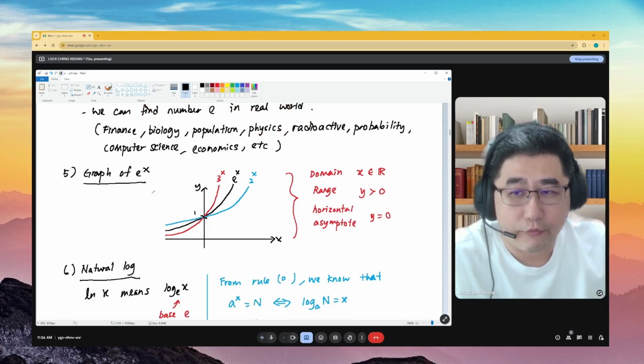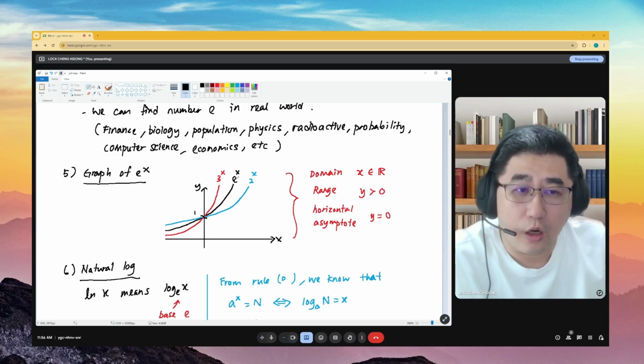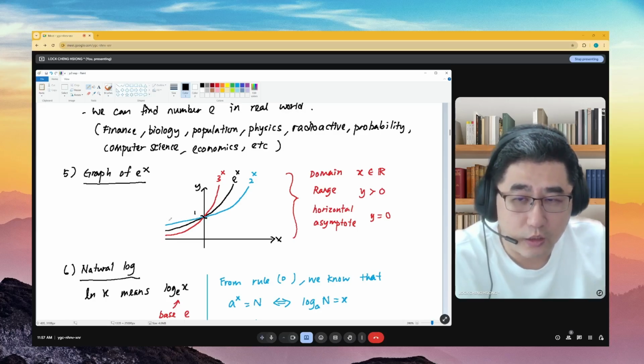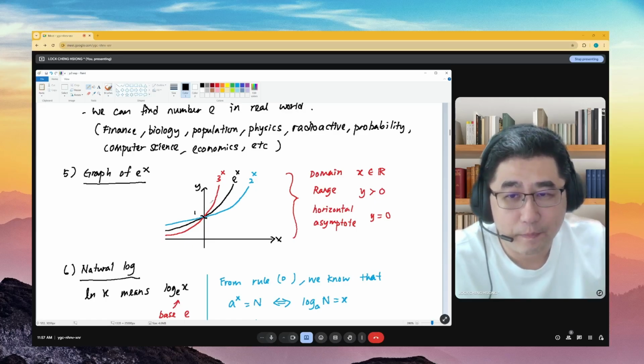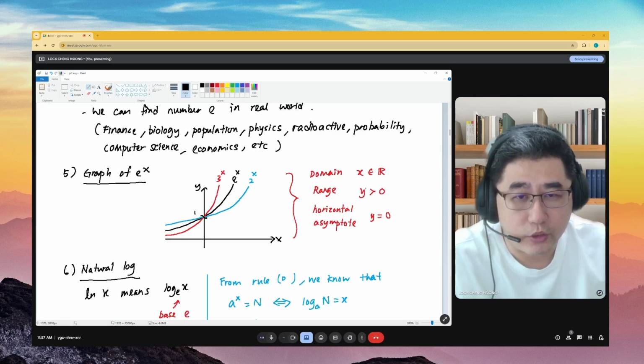Next, graph of e^x. You need to know how the e^x graph behaves. e is a number 2.71828 something, so it's in between 2 and 3. By observing the shape of the graph, you can see that 2^x, the blue color, is flatter, and the higher the base, the steeper it becomes. But all of them do not pass through the x-axis. Therefore, the range is greater than 0. You have a horizontal asymptote of y equals 0.